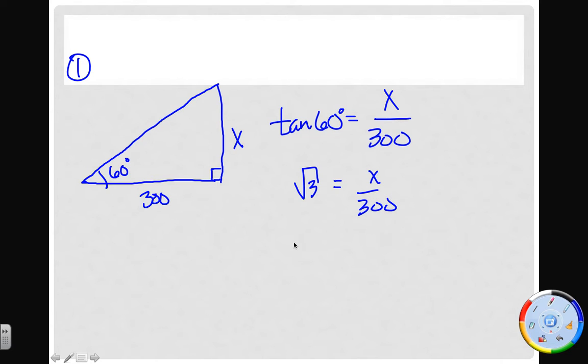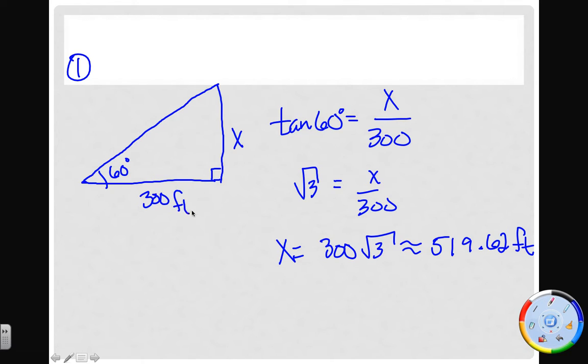If you solve for x, x is 300 root 3, which is approximately equal to, if you plug it in your calculator, 519.62. You got to pay attention to the question so you know your units. In this case, we're talking about 300 feet away, so we had to have feet in our answers. So a lot of these problems are not going to be too challenging.